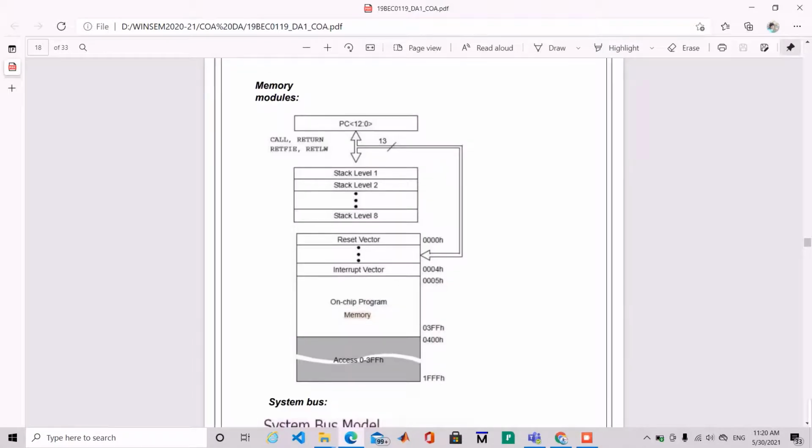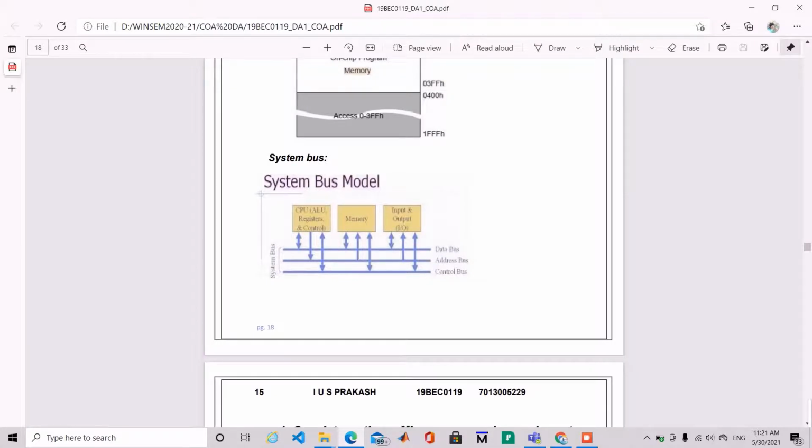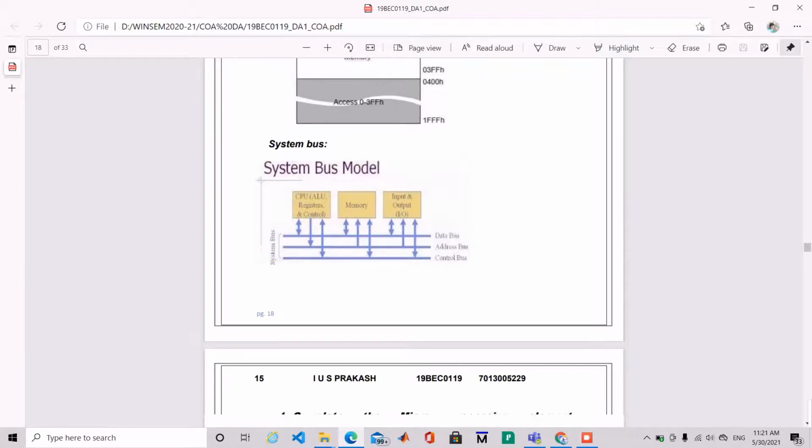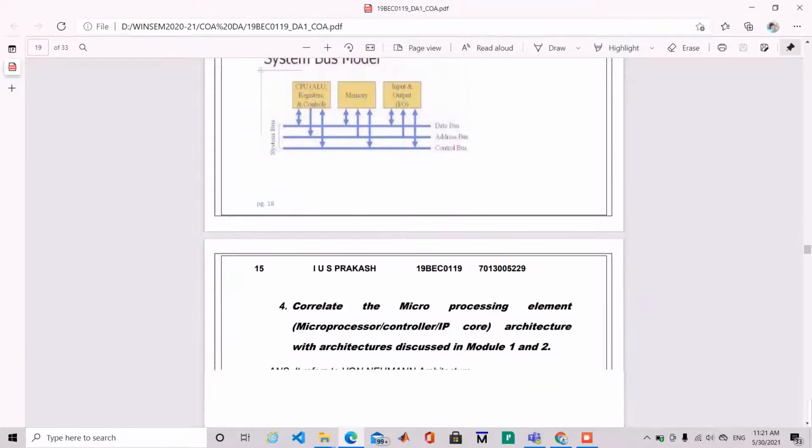And these are the memory modules. It contains 8 stack levels, a reset vector, an interrupt vector, and on-chip program memory. And this is the system bus model. It contains a CPU which contains ALU, registers and controls, and a memory and an input and output. And these three lines indicate the first one the data bus, the second one the address bus, and the third one the control bus. By including these three, it is called a system bus.